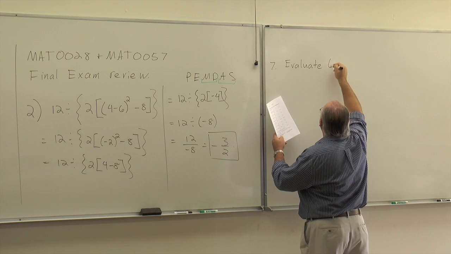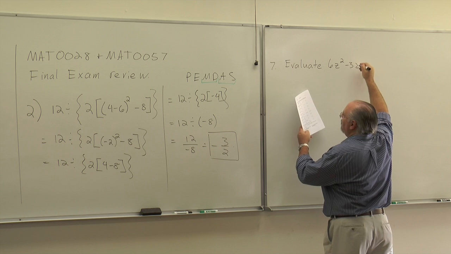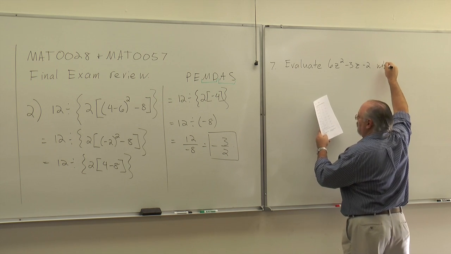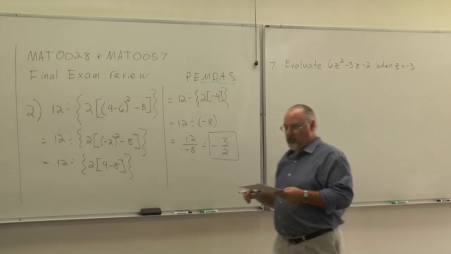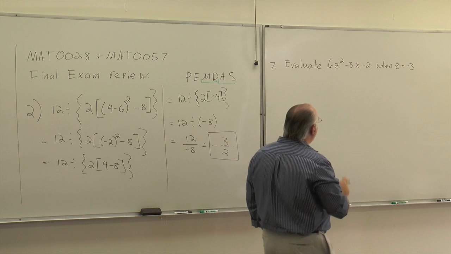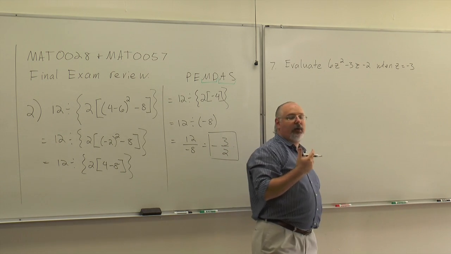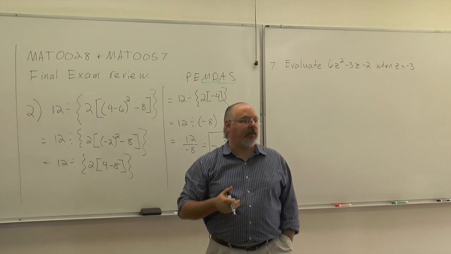Evaluate 6z squared minus 3z minus 2 when z equals -3. Now the key to this problem, first of all, what do we do? How do we evaluate that expression when z is -3?